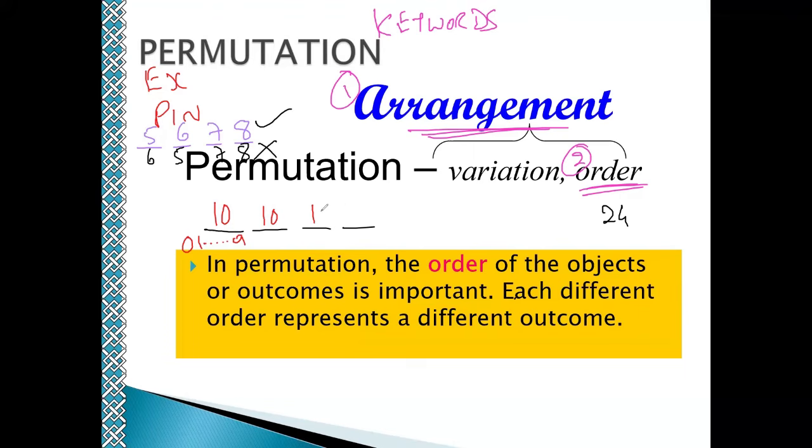Third place, again 10 digits. Fourth place, again 10 digits. The simple multiplication rule will help you answer this question. In how many ways can I choose my pin? Out of the available 10,000 ways, you have selected one pin.